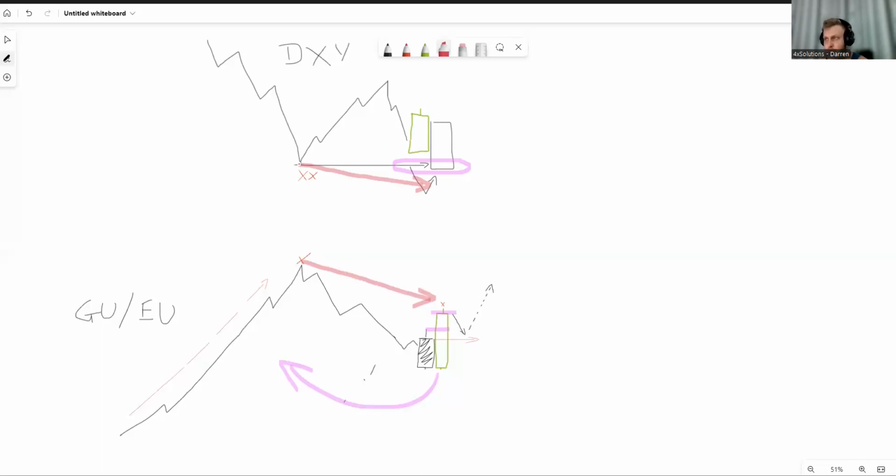Because if the DXY made the lower low here, or made the equal low here, then why did GU or EU not make the higher high over here? Where's the higher high? Okay, it didn't happen. So therefore, this little bullish order block over here is likely just an engulfing candle that's going to be traded through, and actually likely to become a bearish order block, because price would just trade through it, making this the order block over here, retrace to it, and then sell again down like that.